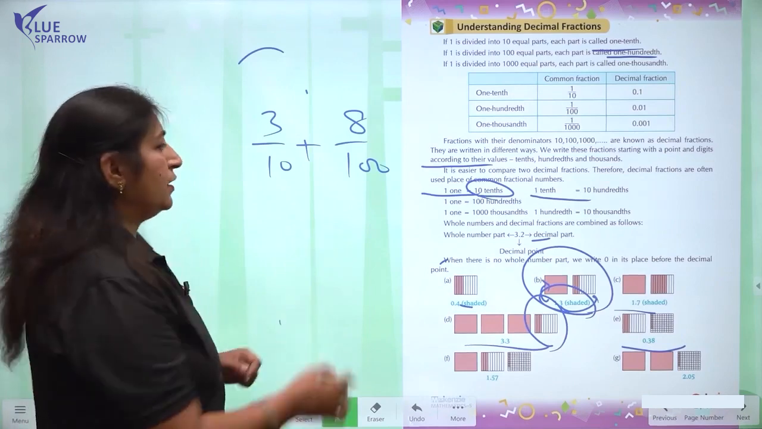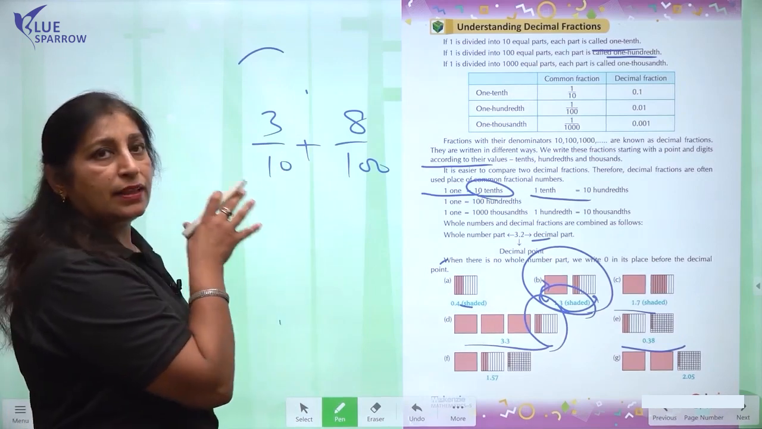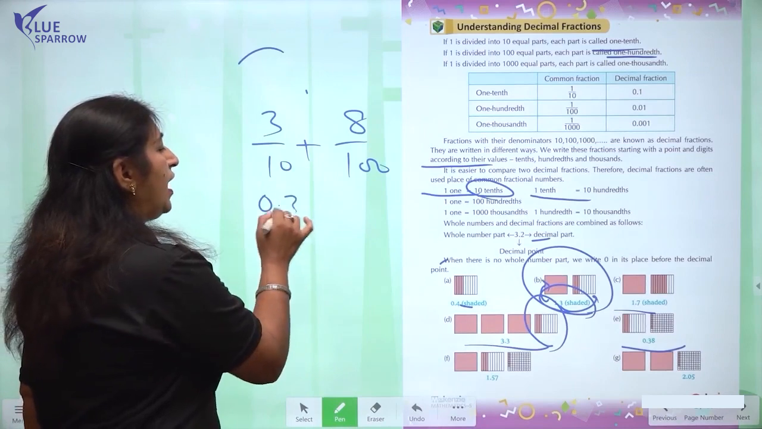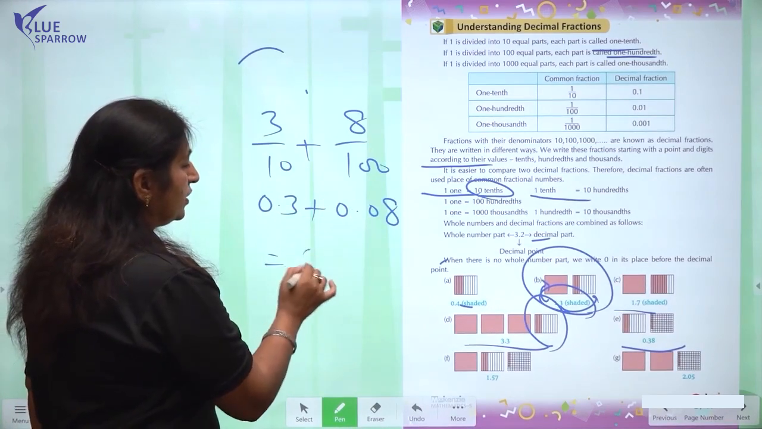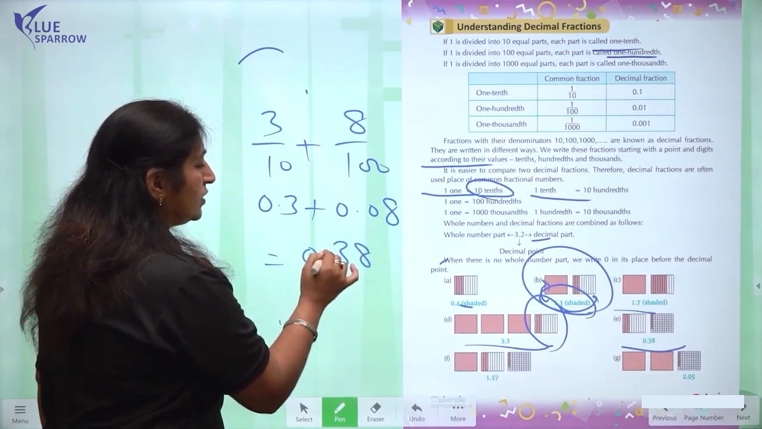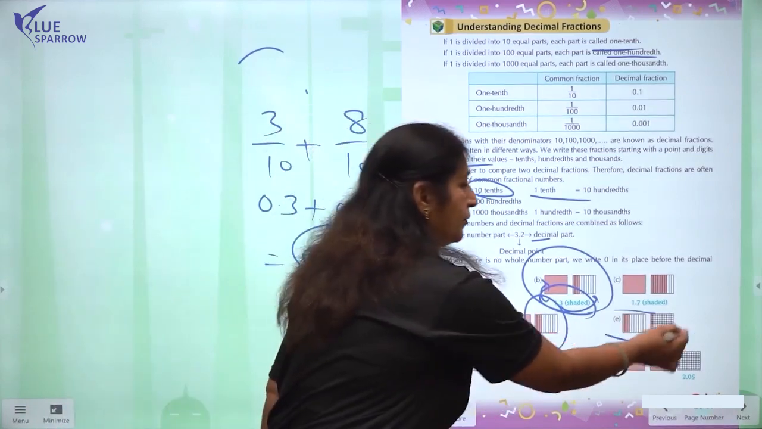When we add these numbers, firstly we would write them as fractional numbers, 0.3 and 0.08. When we add these numbers we get 0.38. So, this is the number for this figure.